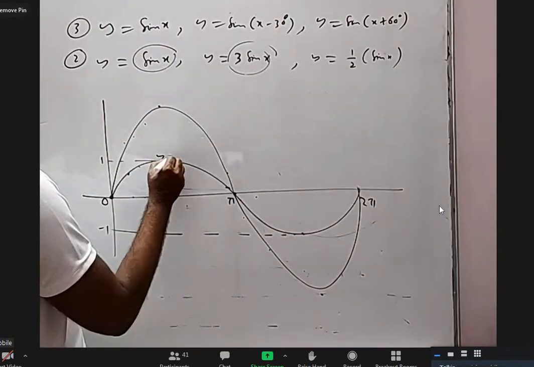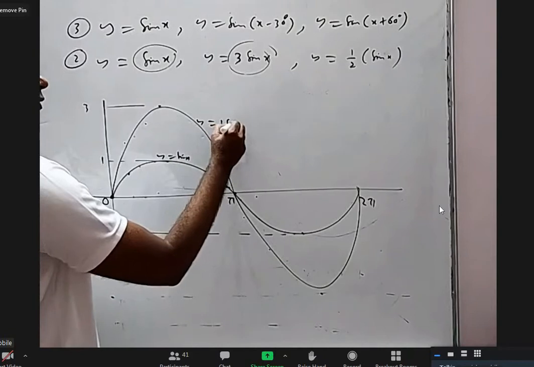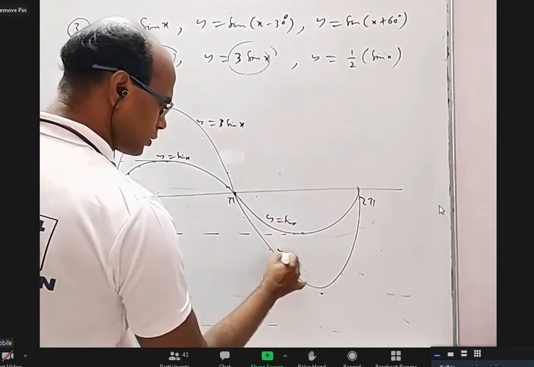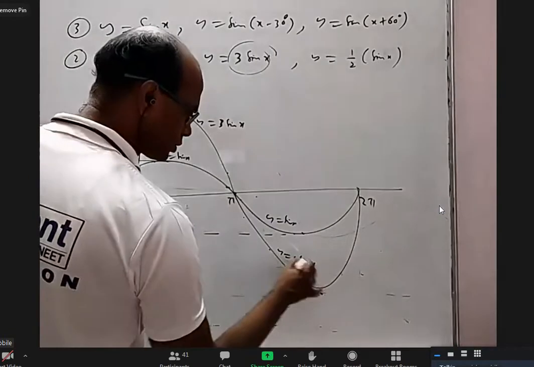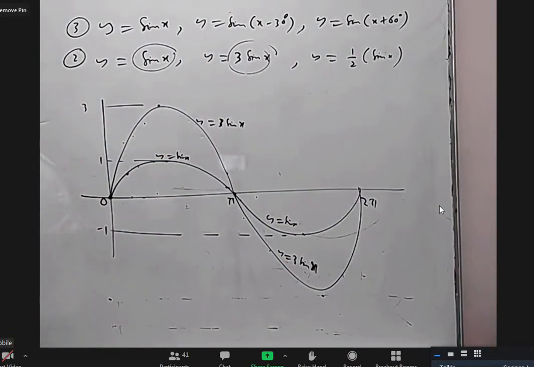So this is a graph of y equal to sin x. And this is a graph of y equal to 3 sin x. This is y equal to sin x and this is y equal to 3 sin x. So these are only called hyperparabolas. No, hyperbola and this doesn't have any connection.